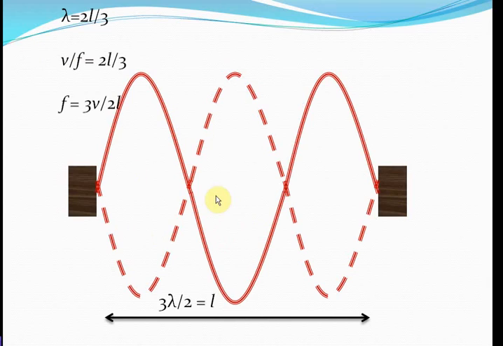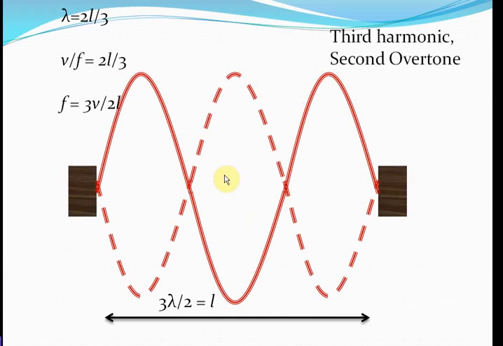So the frequency required to generate 4 nodes in totality and 2 nodes in between the fixed ends is called the third harmonic or the second overtone. Similarly, there can be a lot many harmonics and a lot many overtones. In fact, there can be infinite number of nodes present in between these 2 nodes and the frequency will keep on increasing.